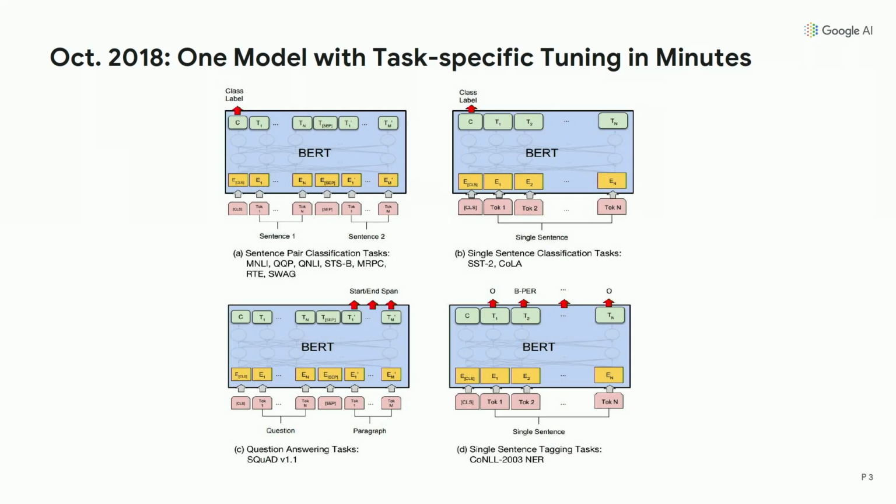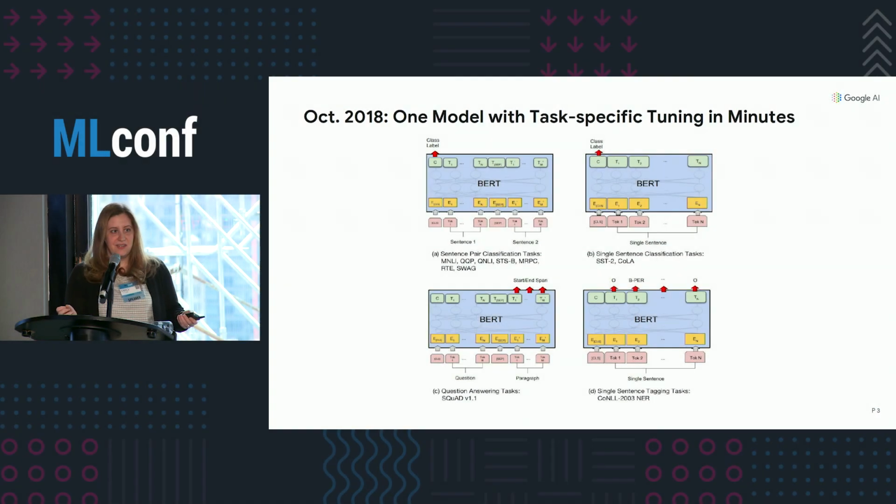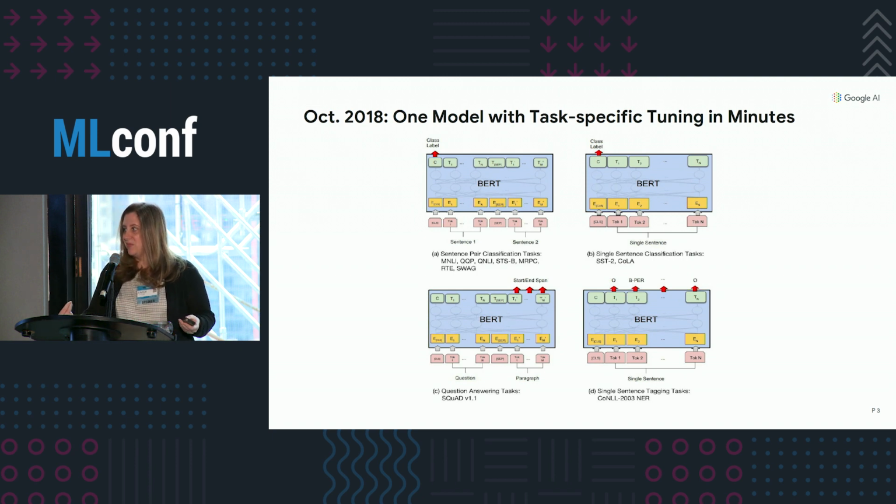And so if you then go to October 2018, our group at Google, we released a single model, and this is just a single model. And with this one model, you can get state-of-the-art performance across tens of tasks with a minimal amount of task-specific changes. And so when I say in minutes, I mean both in terms of machine time, you can fine-tune these very quickly, and minimal amount of human time.